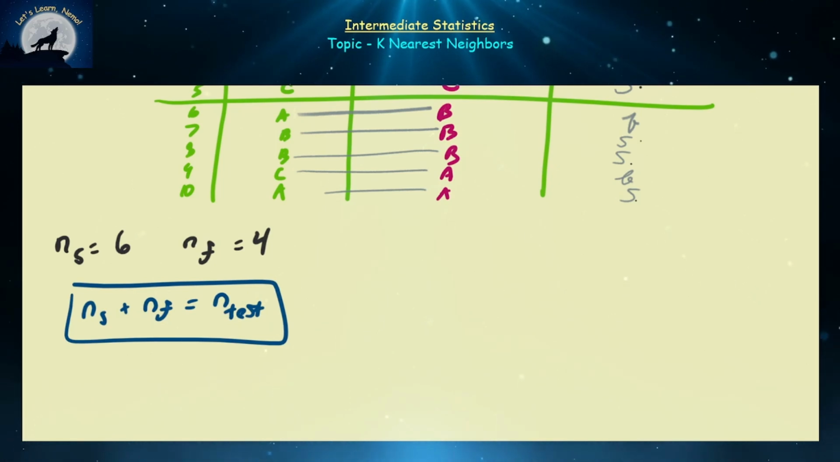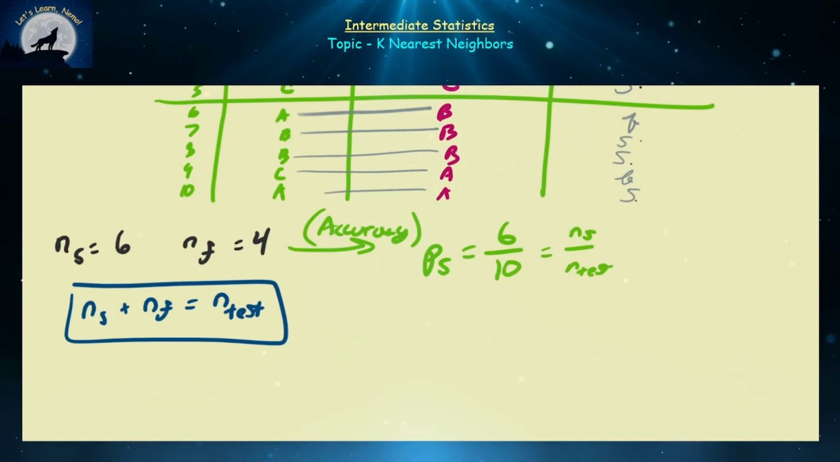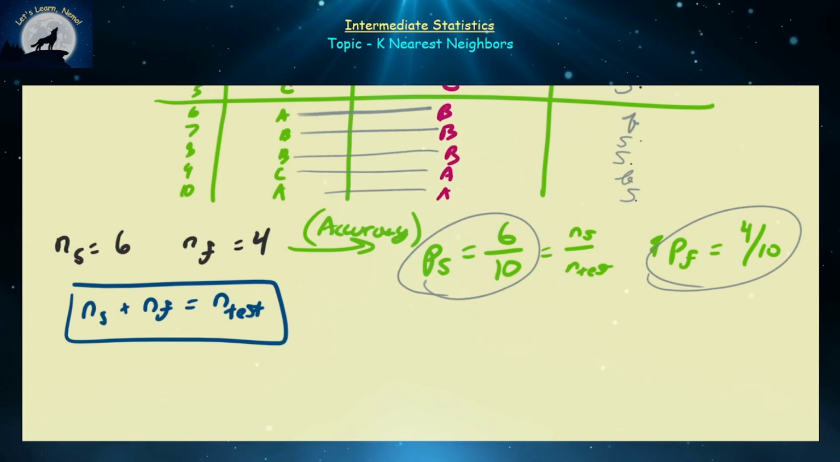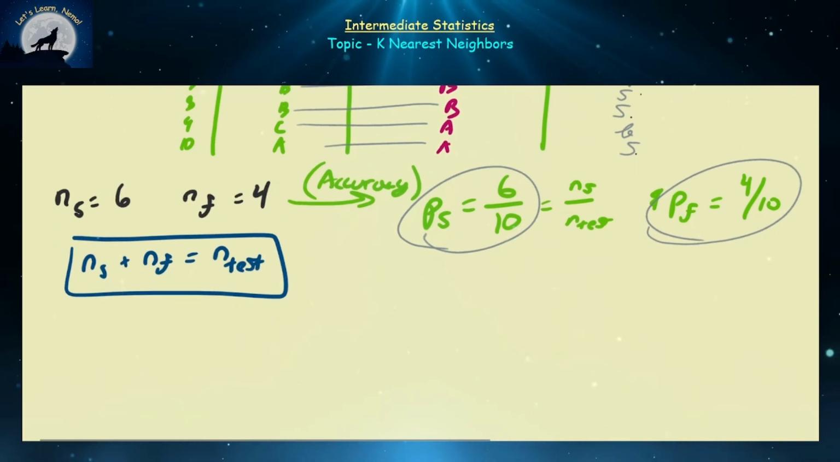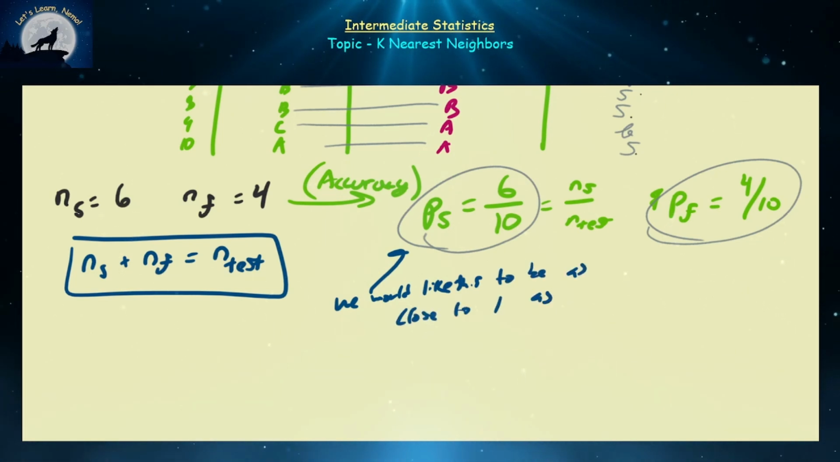Right? So from the number of successes and the number of failures, what I want to calculate is a measure known as the accuracy. The accuracy is just equal to the probability of success. In this case, that's 6 out of 10, which, keep in mind, is just the number of successes divided by the size of our testing set. And obviously, the lack of accuracy, or the probability of failure, will be 4 out of 10. So we have these two particular metrics. And what exactly, in theory, do we want this PS to be? We would like this to be as close to 1 as possible. Generally speaking, not really close to 1, but as large as possible.